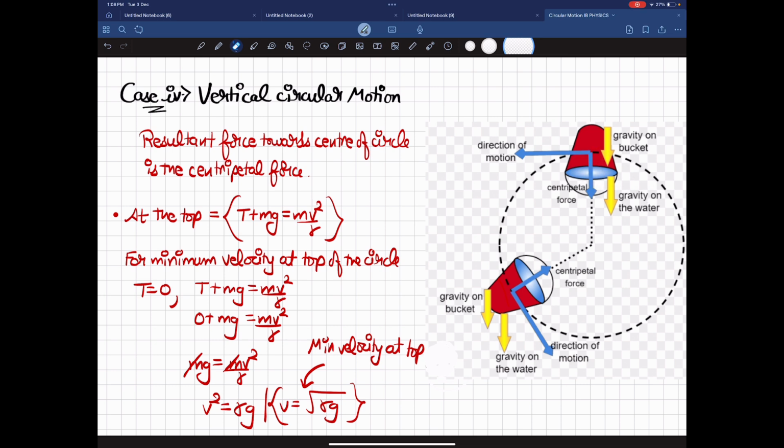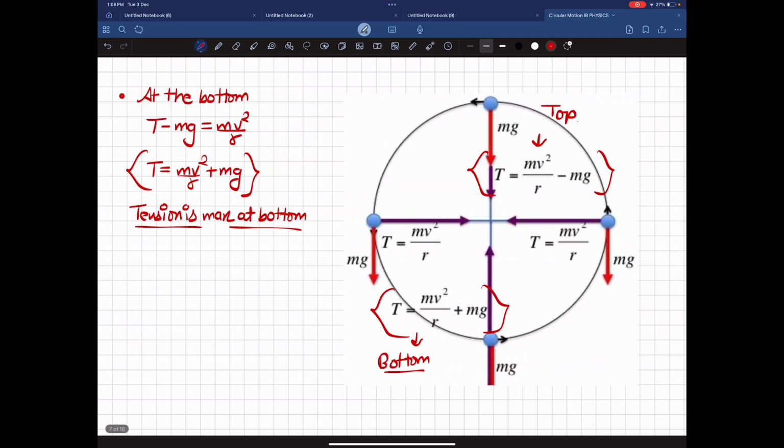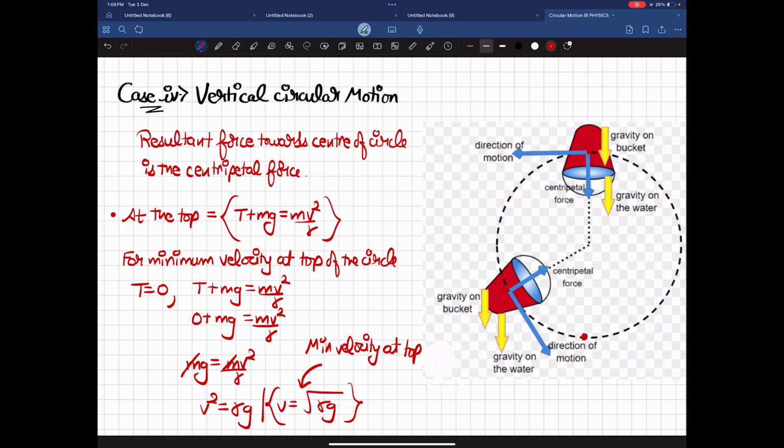So in our syllabus, mainly they ask us two cases. They ask us what is the condition at the bottom and what is the condition at the top. All right. Now, in order to understand this, let's say at the bottom, weight will be acting downwards, mg, and the tension from your rope must be acting upwards, T. Now, remember the point. Resultant force towards center of circle is the centripetal force. So, resultant force should be T minus mg.